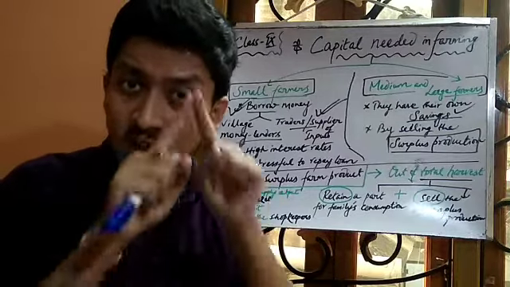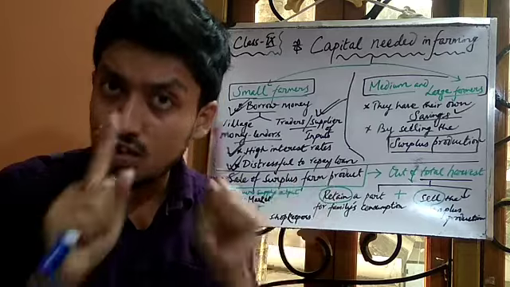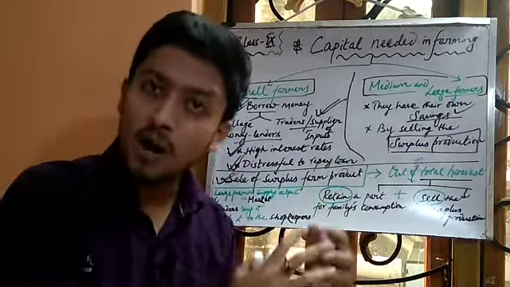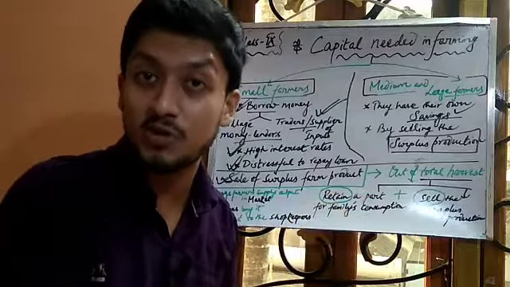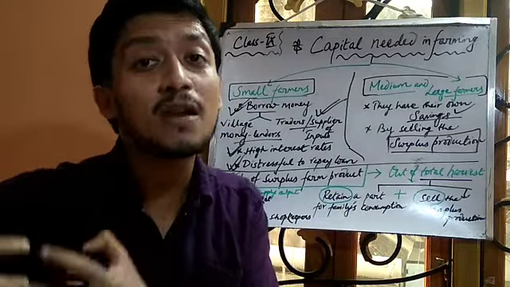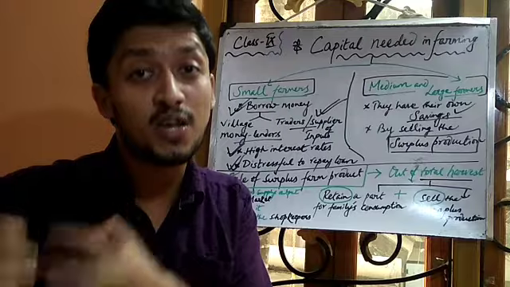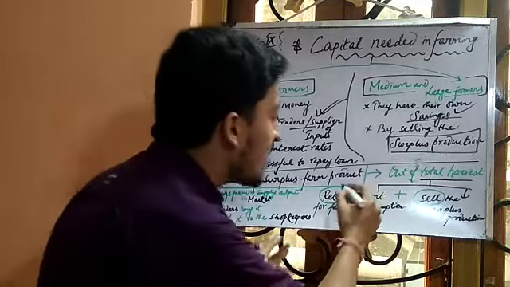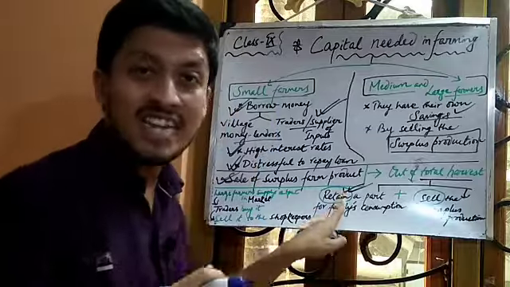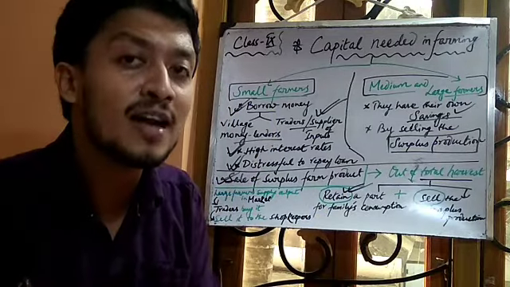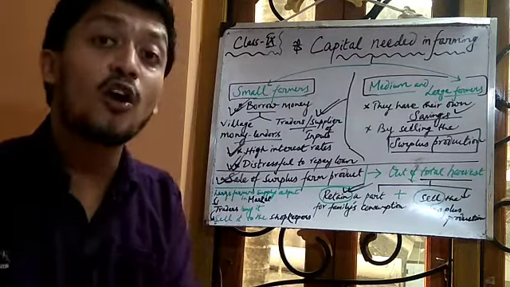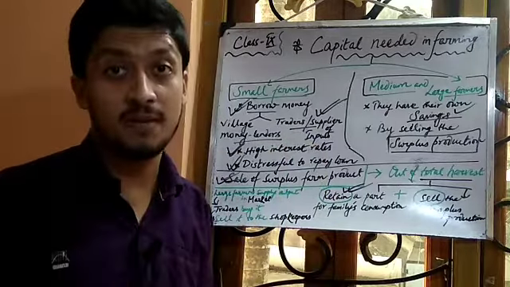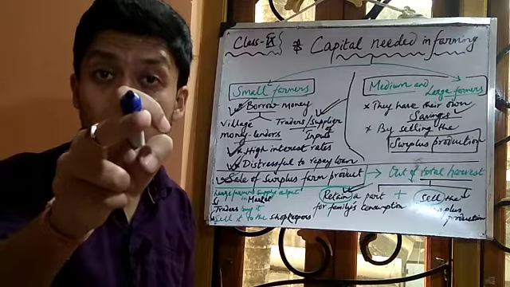You segregate your entire output into two parts. One, you retain some output, you store some output for your own family's consumption. And the excess surplus output is what is required to sell in the market. So what you do is retain or hold a part of the output that you produce for your own self-sustainability, for your own family's self-sustainability, that is required for your day-to-day living.